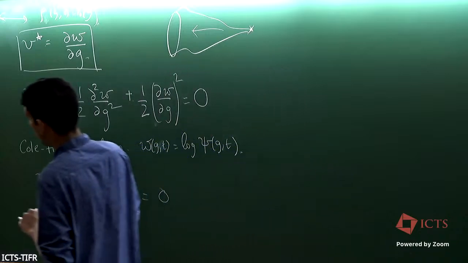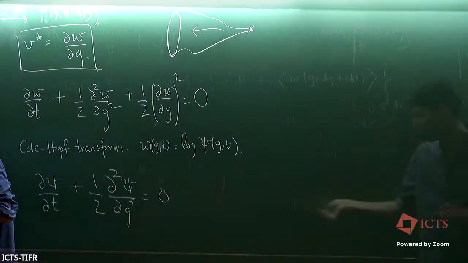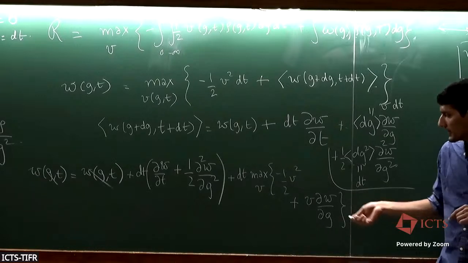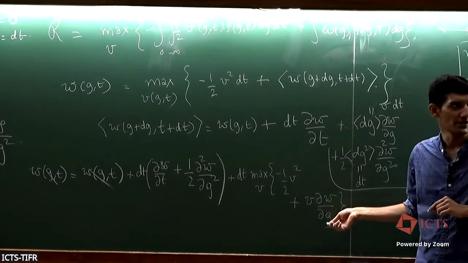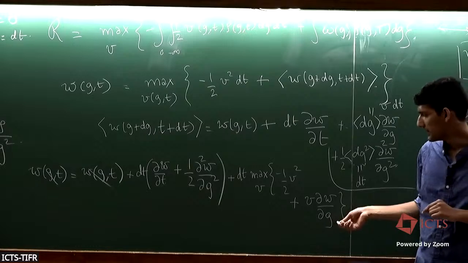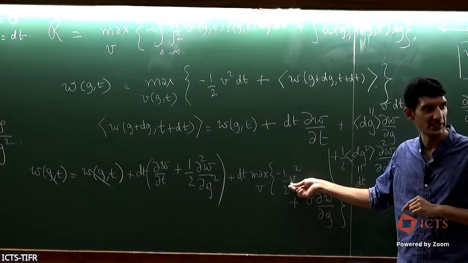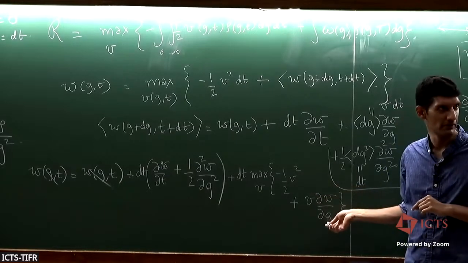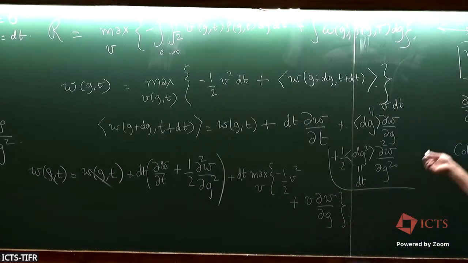So you take the derivative of this. You want to maximize this quantity. So you take the derivative of this with respect to v and set it to 0. This term will give you a minus v, and this term will give you a dou w over dou g, and so you equate them, you get this.